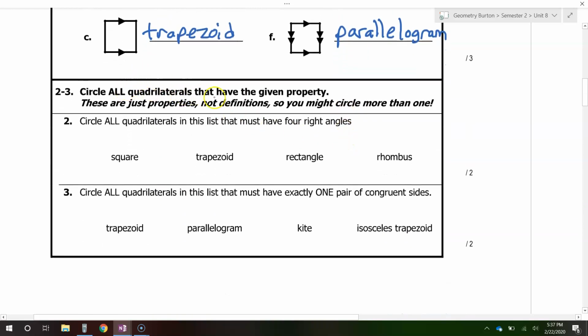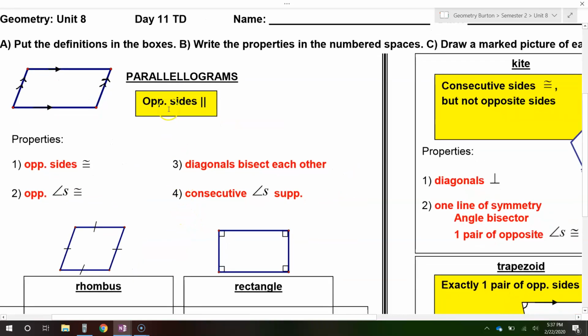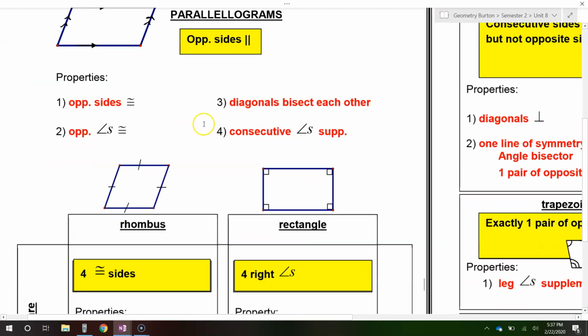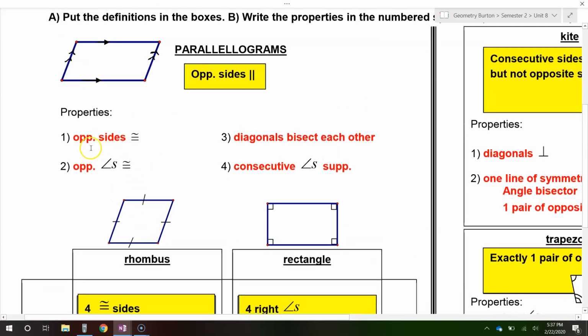Circle all quadrilaterals that have the given property. These are just properties, not definitions, so you might circle more than one. So now we're talking properties. Up until now, I've been staring at the yellow boxes, which represent my definitions. Like a rhombus has 4 congruent sides. Boom, that's in a yellow box because that's the definition. But now I'm going to be looking at the red statements because these are the properties.